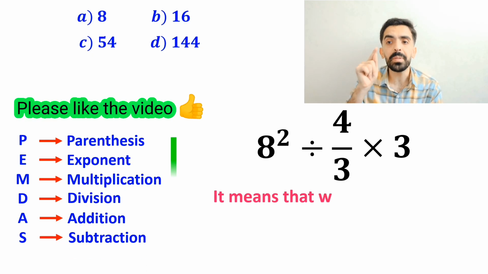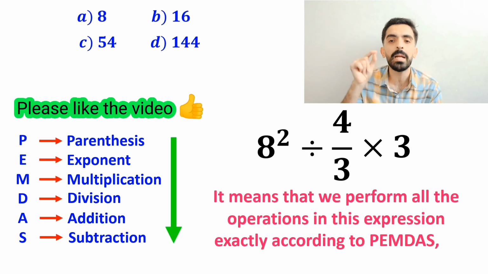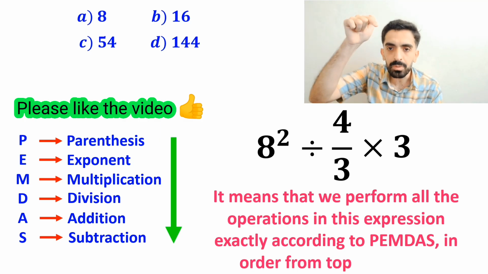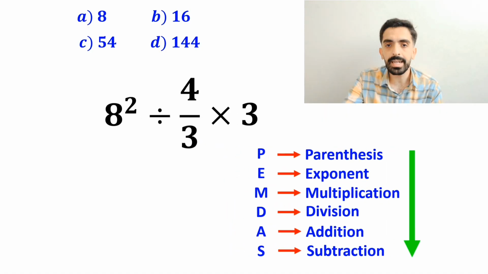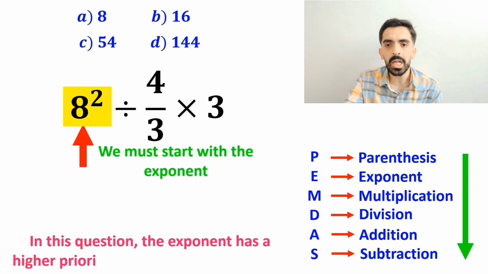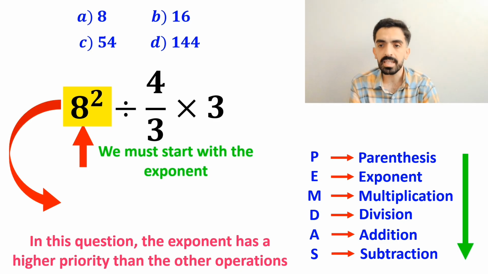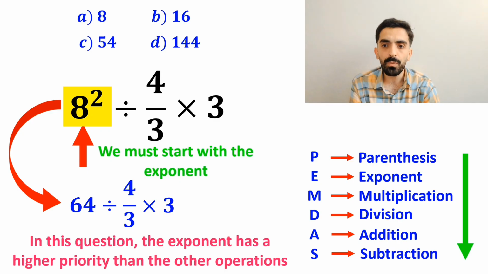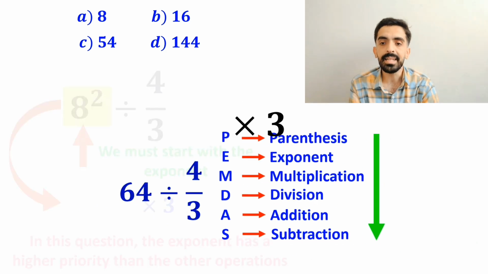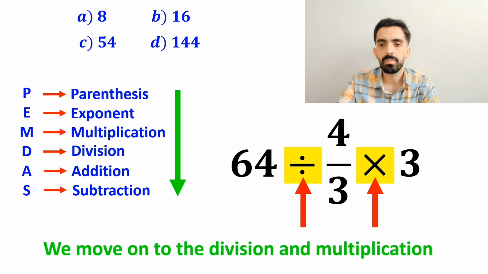It means that we perform all the operations in this expression exactly according to the PEMDAS rule in order from top to bottom. Okay, first we must start with the exponent, because in this question, the exponent has a higher priority than the other operations. So, instead of this expression, we can write 64 divided by 4 over 3 multiplied by 3. In the next step, we need to move on to the division and multiplication.